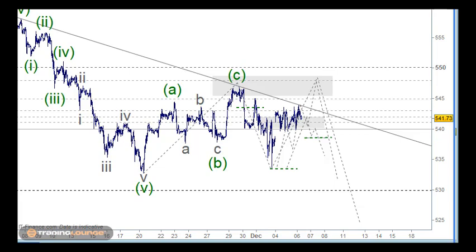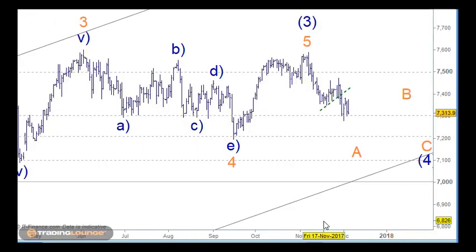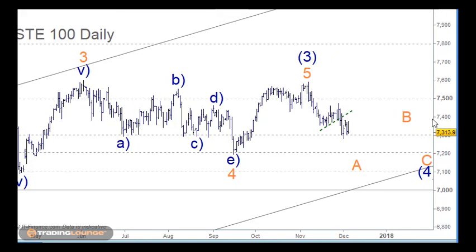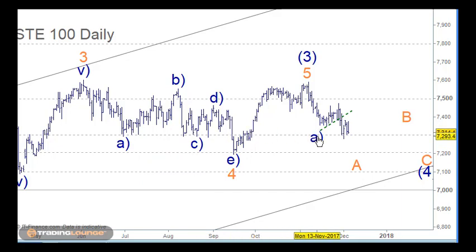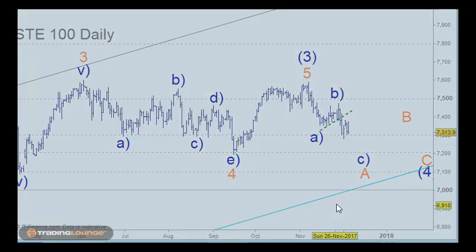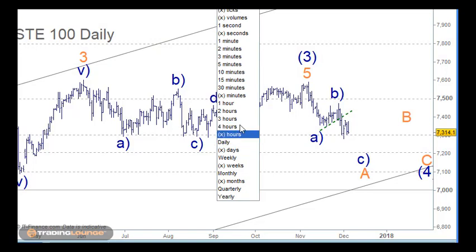The FTSE, it's looking good. So on the bigger picture here, we're looking at wave 3 here, and we're looking at a move down. So it's the same as the other market. So bear with me a sec here, copy this here, copy that here, and wave C down here, something like that. Just save that. And we'll go to the hourly chart.